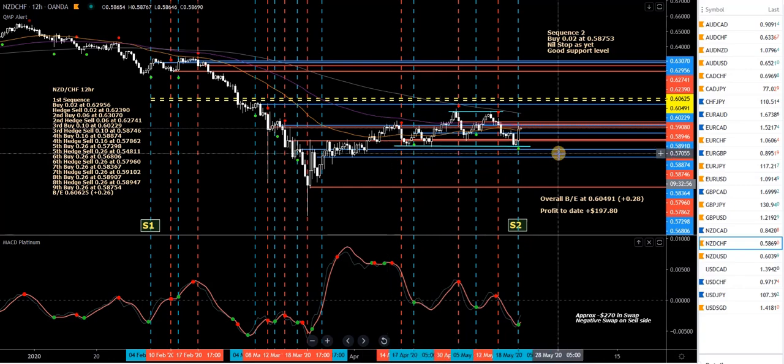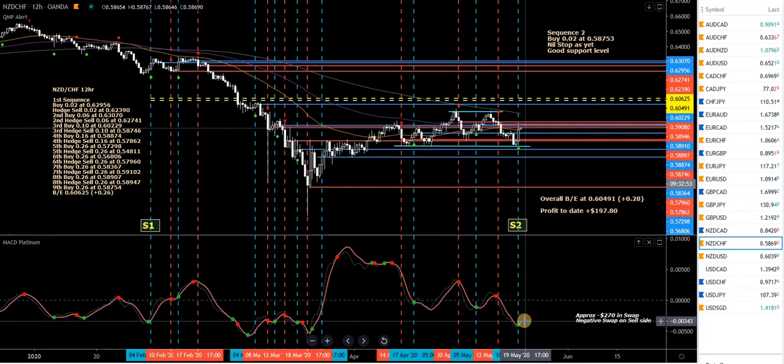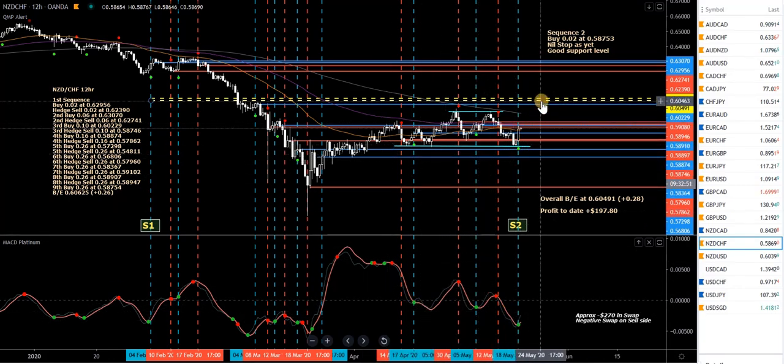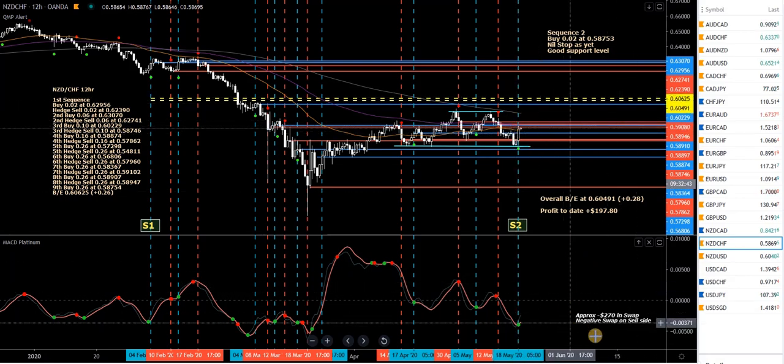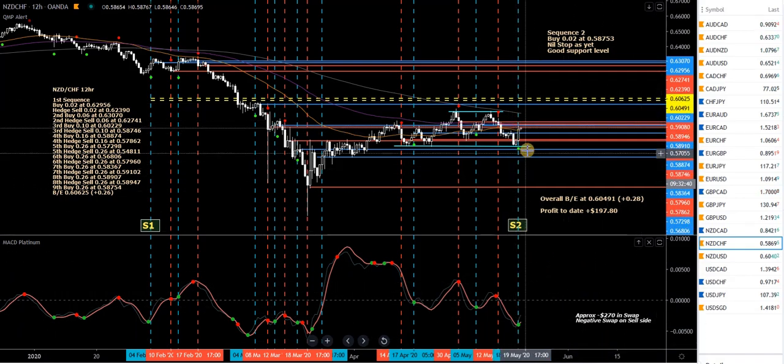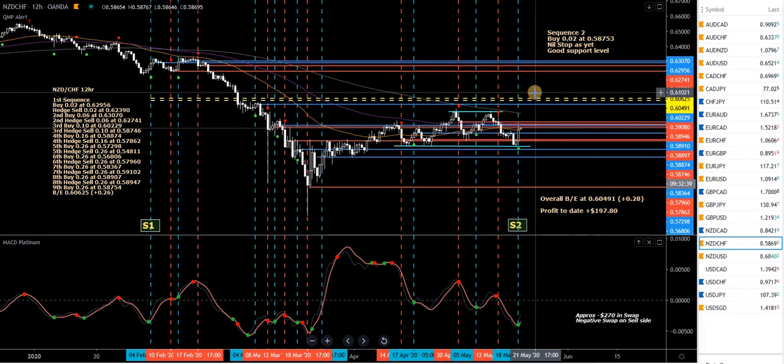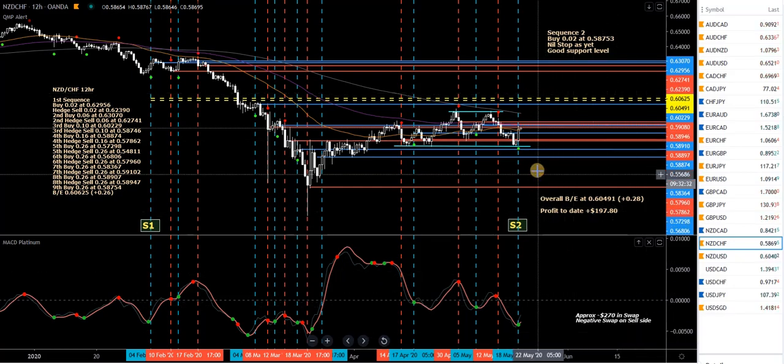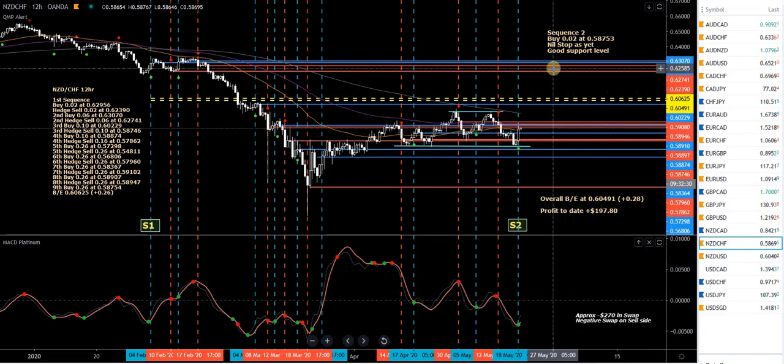There's a good support level here. MACD Platinum's below the zero level. My overall break-evens are up here, one for sequence one and one for overall, so they're pretty close to each other. It's really not that far away. I've got a bit of swap to make up for. If price breaks through these things, you'd only have to go about into this range up here somewhere, and I'll clear all that swap. And so ideally push up through there.